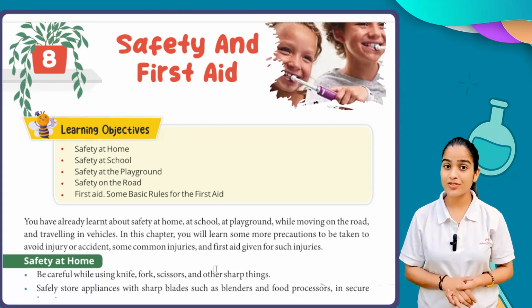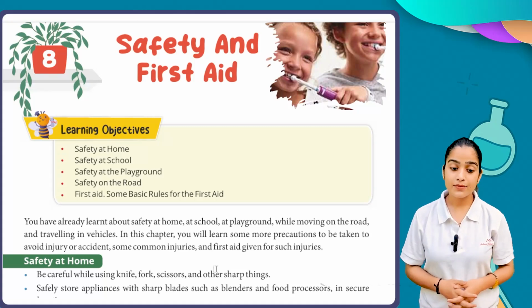But before starting this chapter, we have to look at our learning objectives. So first, safety at home. Next, safety at school, safety at the playground, safety on the road, and first aid, some basic rules for first aid. So, let's get started.